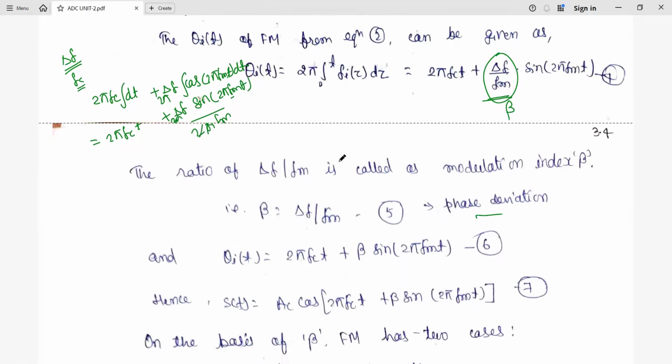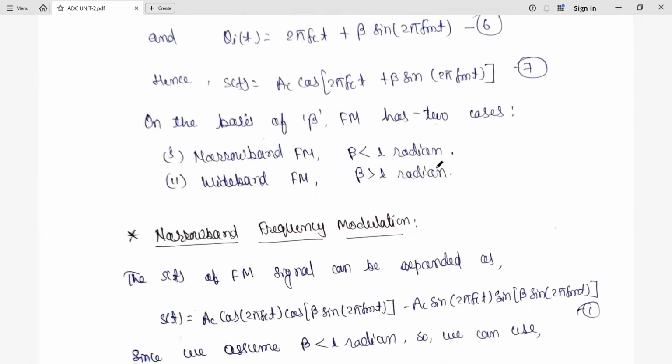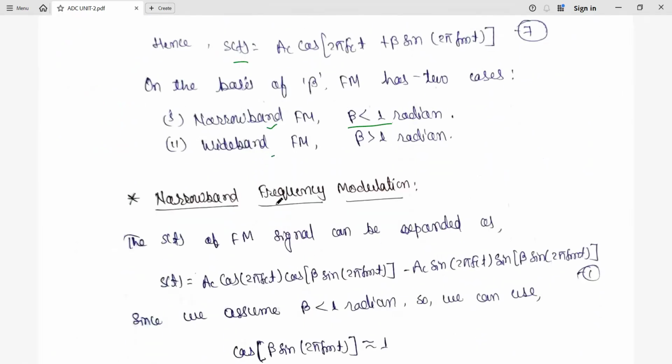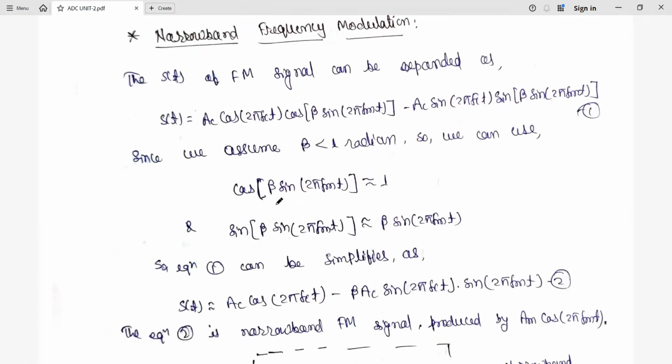So now finally we got theta i of t, that is 2 pi fc t plus beta sine 2 pi fm t. Hence the modulated wave is Ac cos theta i of t, where theta i of t value is substituted here. If beta is less than 1 radian, it is narrowband FM. If beta is greater than 1 radian, it is wideband FM. Now we are going to see separately how we obtain the narrowband frequency modulated wave, and later how we obtain the wideband frequency.